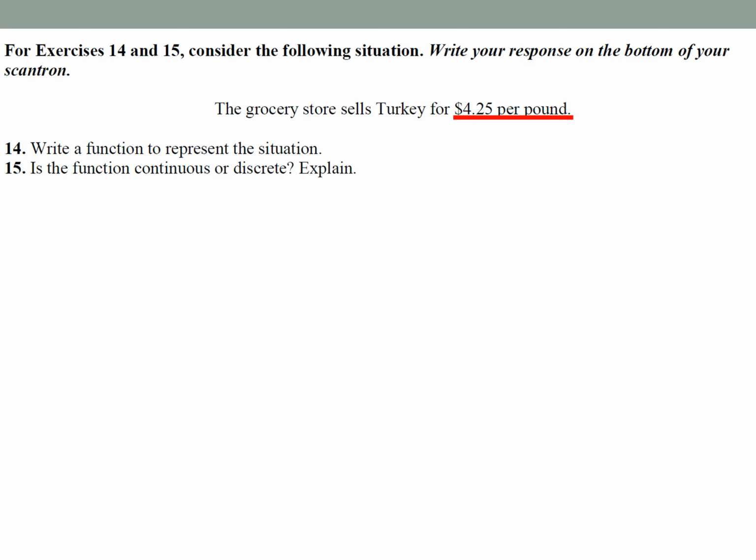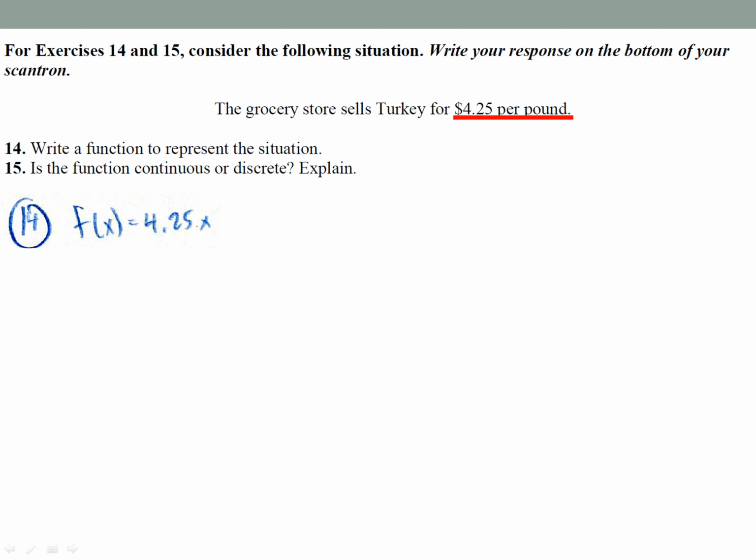Whenever you see the word per, like per hour, per minute, per second, per pound, per whatever, that lets you know that is the rate of change, or the m. And of course, if I'm writing a function, that's just what goes in front of the x, because f of x is equal to 4.25 times x. Sweet. So now 15 builds on the same question, and it says, is the function continuous or discrete?